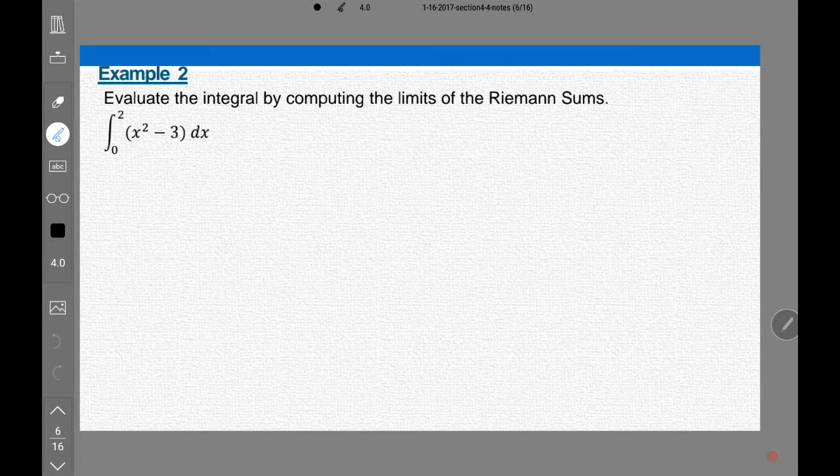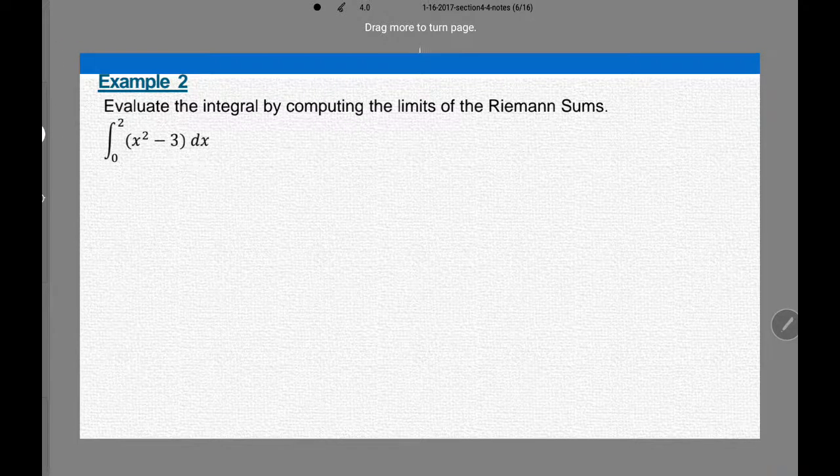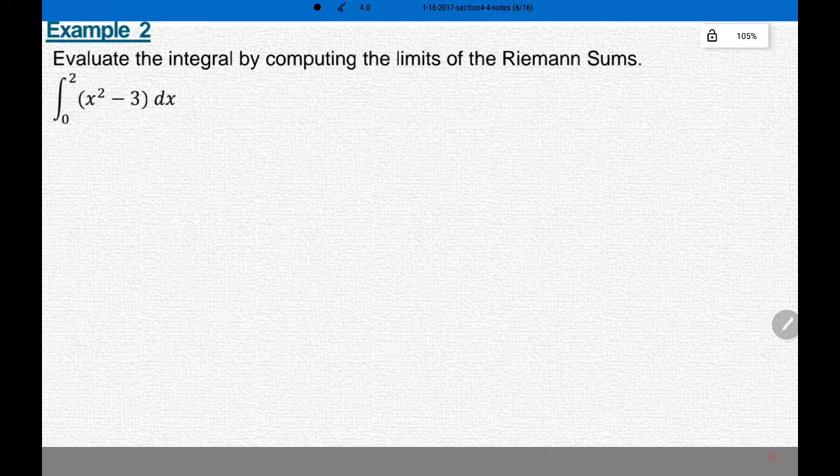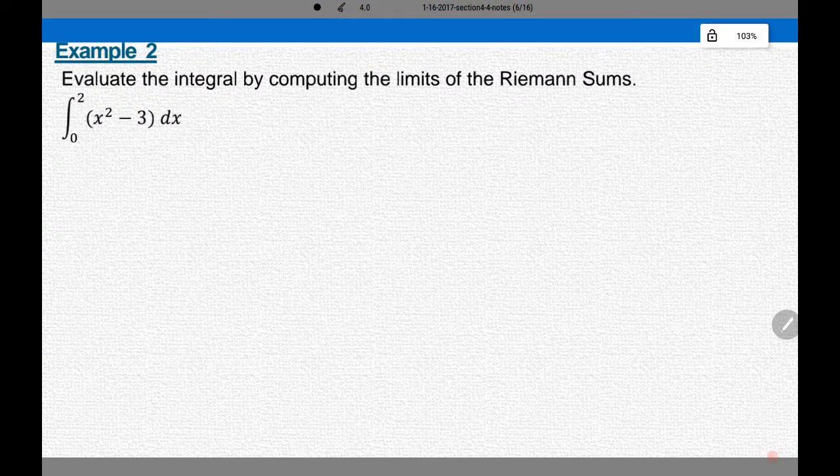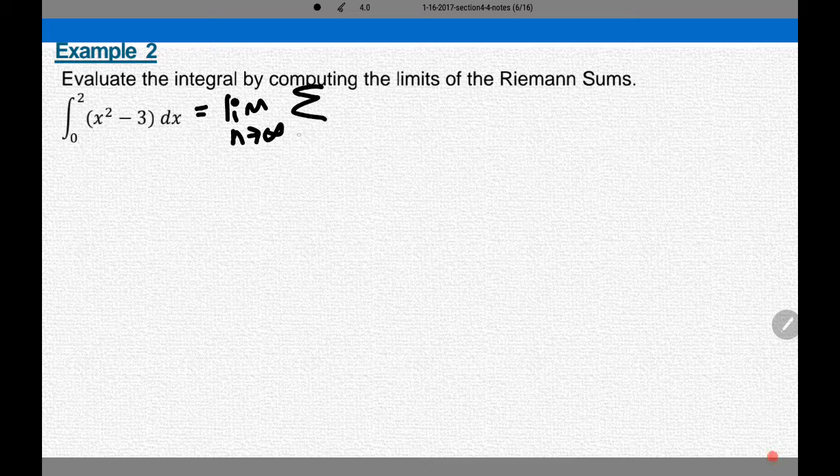This time the function's a little bit more complicated, but it's still doable. We're still doing the exact same thing we did the other day with this sigma notation, 1 to n.